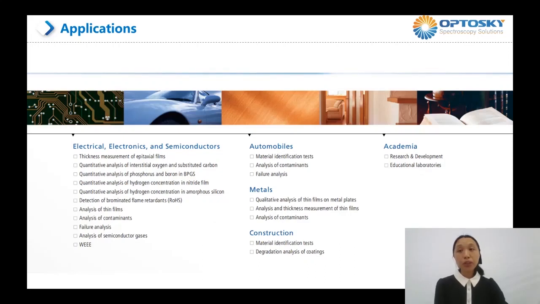There are many other applications such as electrical, electronic, and semiconductors. We are usually focused on quantitative analysis such as oxygen and substituted carbon. We also use it a lot for failure analysis and QA/QC. For automobiles, it can measure materials and metal contaminants, and also metal plates and thin films, and is also used in construction and academia.